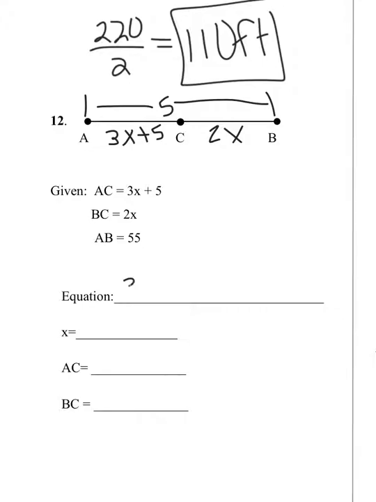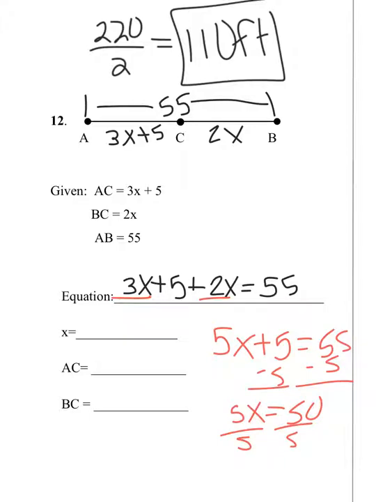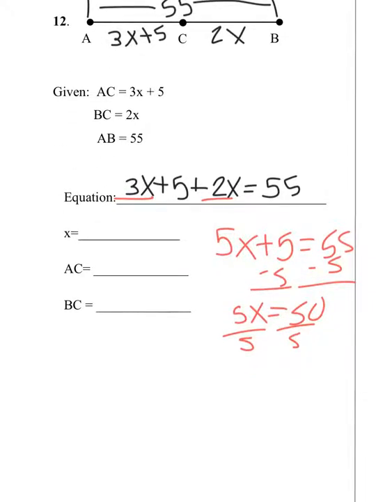Well, you're going to take AC plus CB, and it should equal, I just realized I wrote 5, didn't I? 55. So to solve for x, you're going to combine like terms, 3x and 2x. 5x plus 5 equals 55. Minus 5, 5x equals 50. Divide by 5. x equals 10.